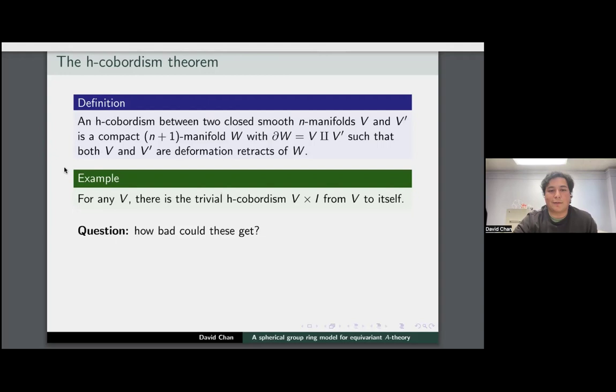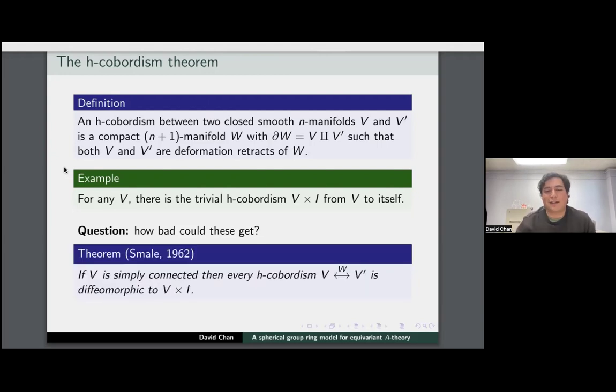And the answer is, well, when V is simply connected, this is basically all you can get, right? So Smale shows that if V is simply connected, then every H-cobordism from V to V prime is diffeomorphic to V cross I. And in fact, the diffeomorphism must fix V. And this is an awesome theorem. Most times you would expect that cobordisms could get pretty freaky, but when V is simply connected, it turns out that this is not really so bad.